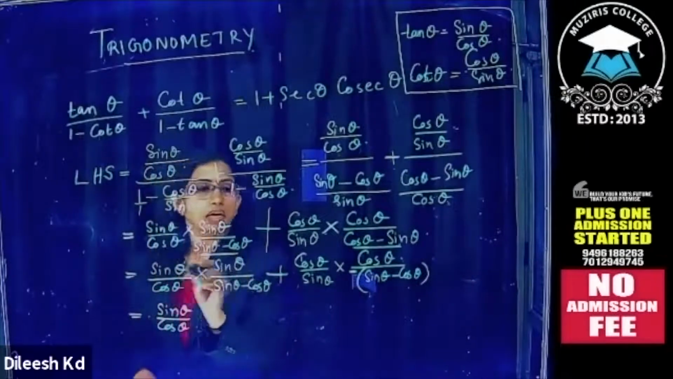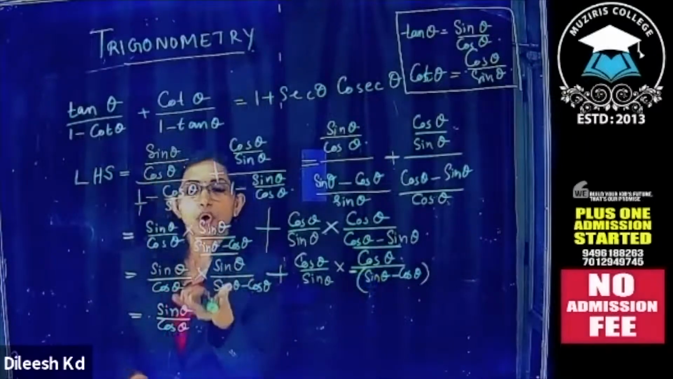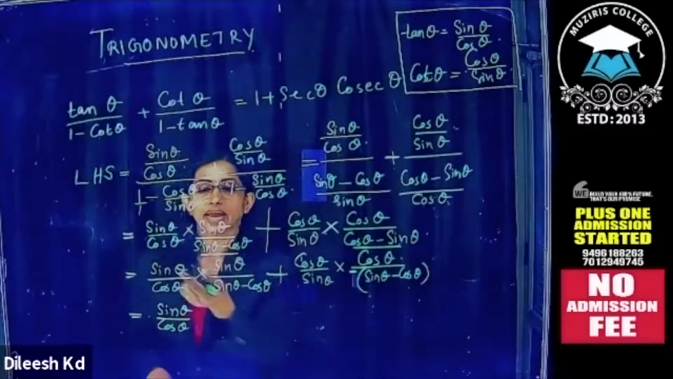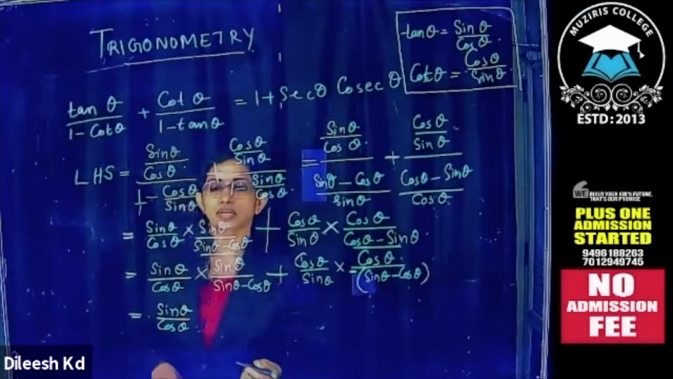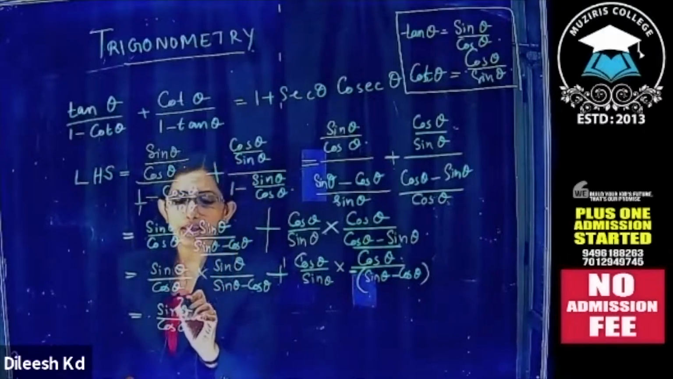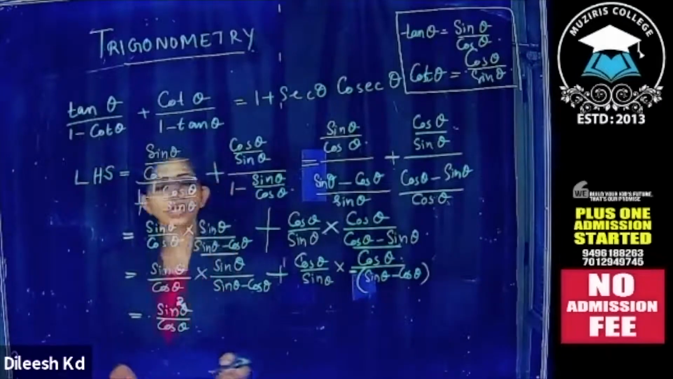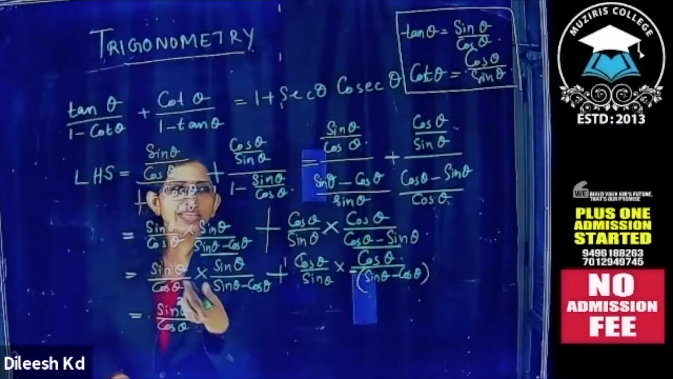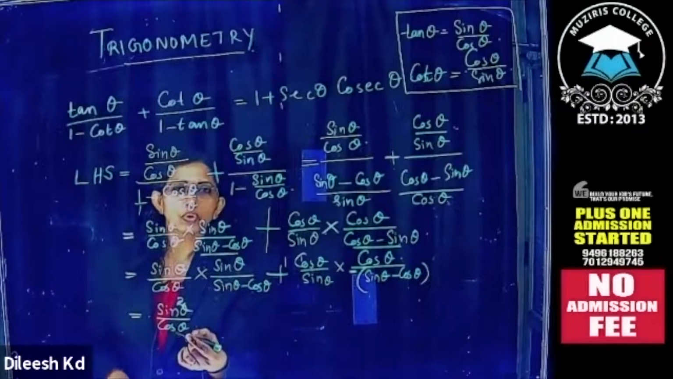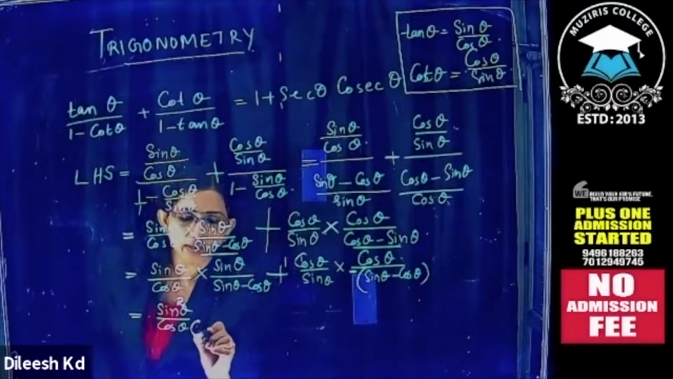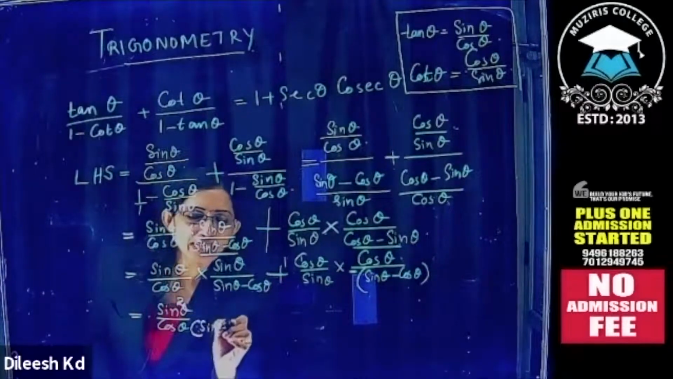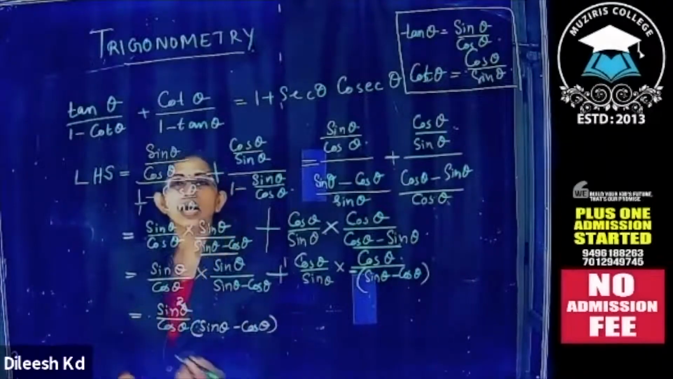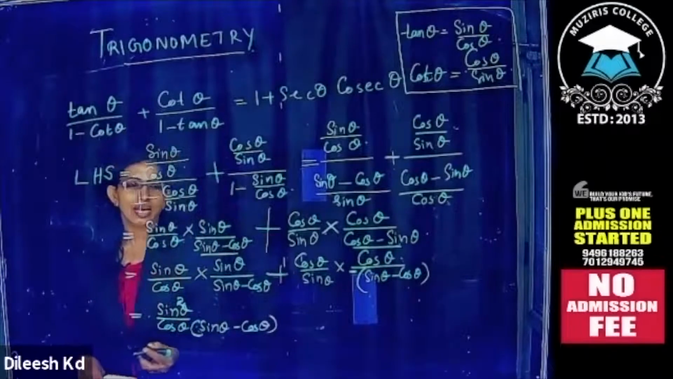The next is sin theta divided by cos theta. See, from this step onwards, let us take it together. That is sin theta into sin theta. You know what sin theta into sin theta is? It is sin square theta. Then what about the denominator? It is cos theta into, we can write that in brackets, sin theta minus cos theta. Then plus.